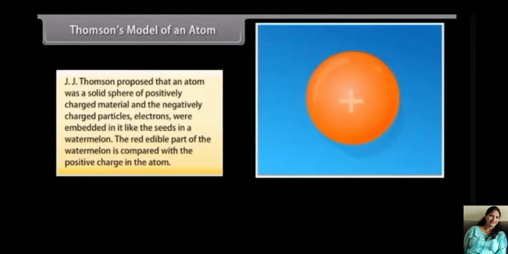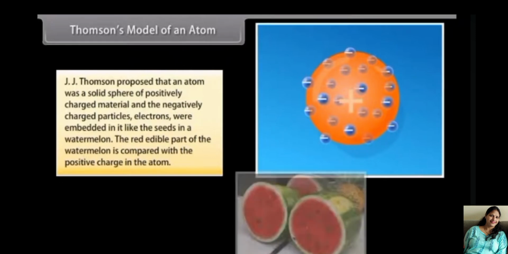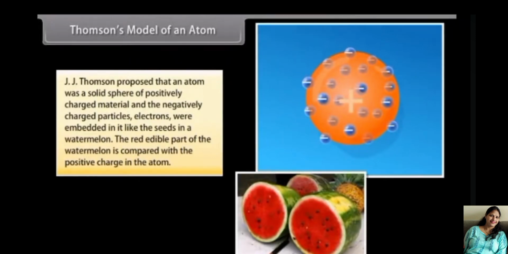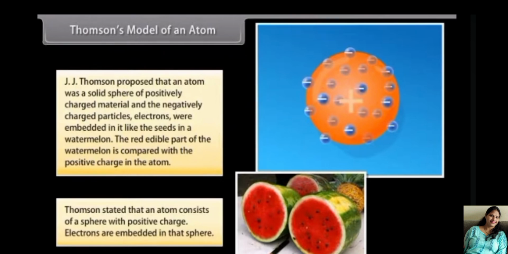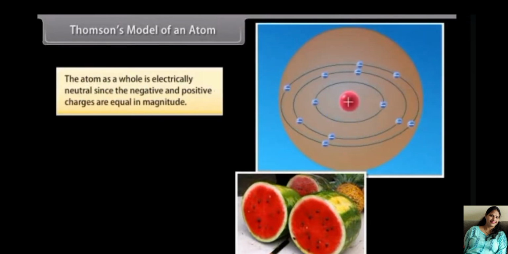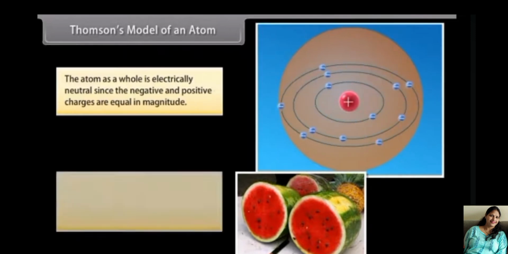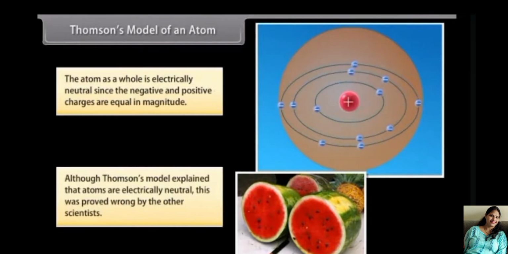Now, the first model of structure of atom was proposed by J.J. Thomson, that is known as Thomson's model of an atom. J.J. Thomson proposed that an atom was a solid sphere of positively charged material and the negatively charged particles, electrons, were embedded in it like the seeds in a watermelon. The red edible part of the watermelon is compared with the positive charge and the seeds are compared with electrons. The atom as a whole is electrically neutral since the negative and positive charges are equal in magnitude.